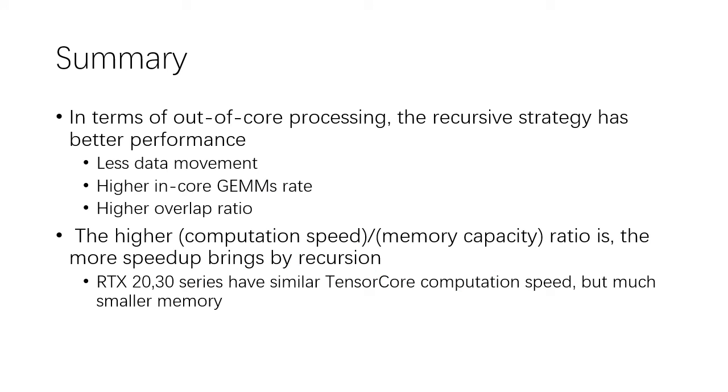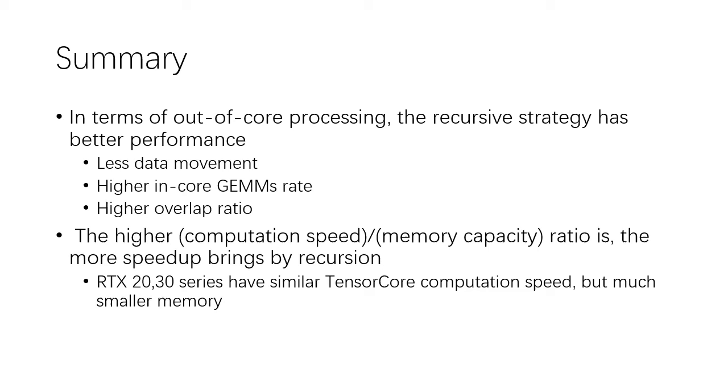So, what's our conclusion? Surely, the first one is that the recursive strategy can bring speedup to the out-of-core QR factorization because of 3 reasons. First, it has less data movement. Second, it has a higher in-core gems computation rate. Third, it has a larger overlap ratio, especially when the memory is limited.